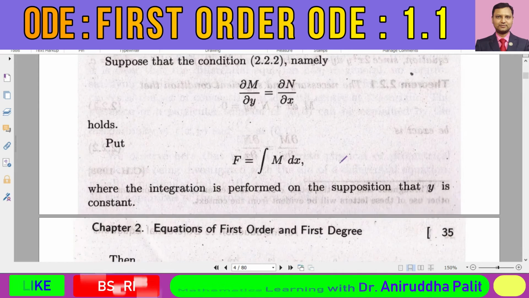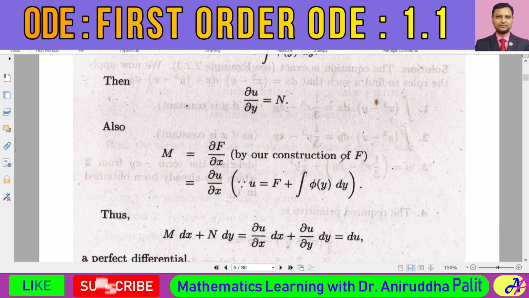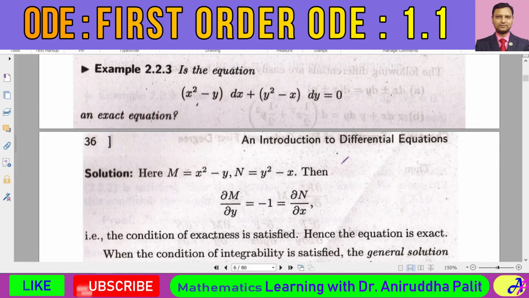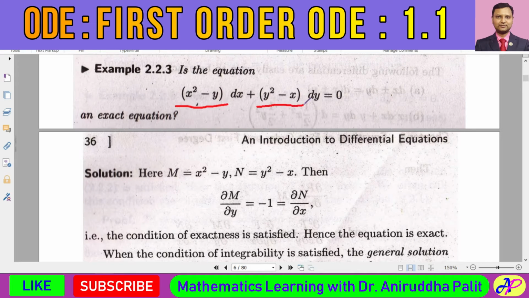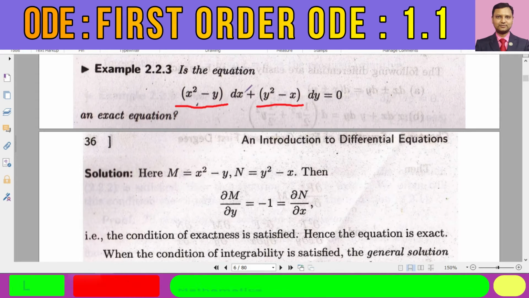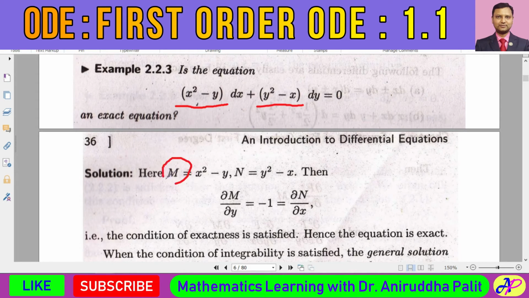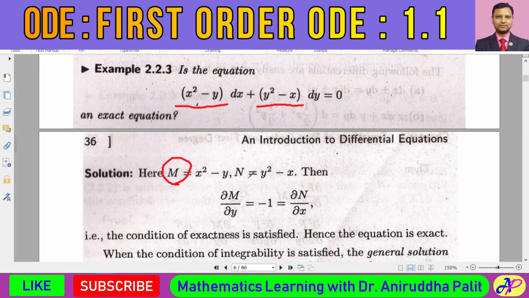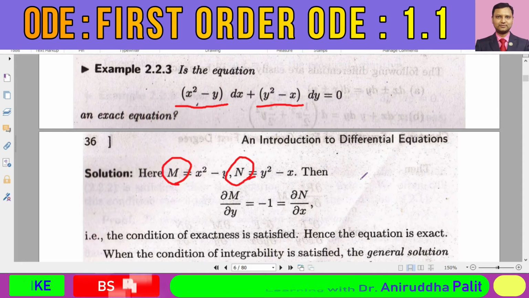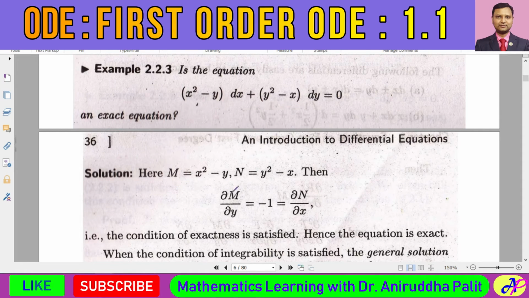So let's skip this proof and, just for the sake of showing an example, consider this kind of differential equation: x square minus y dx plus y square minus x dy. Over here the coefficient of dx is our quantity M, and the coefficient of dy is the quantity N. So M is equal to x square minus y, and N is equal to y square minus x.